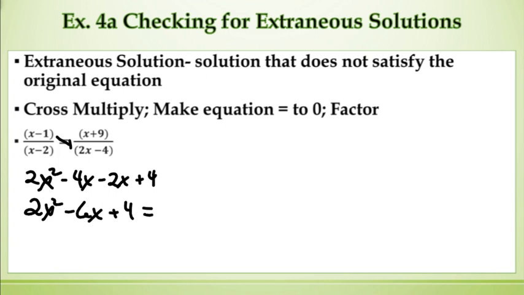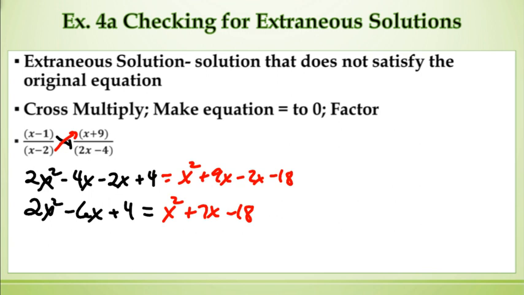This has to equal, cross multiplying on the other side, x times x. We have x squared. x times 9 is 9x. Negative 2 times x is negative 2x. Negative 2 times 9 is negative 18. If I add like terms, I have x squared plus 7x minus 18.